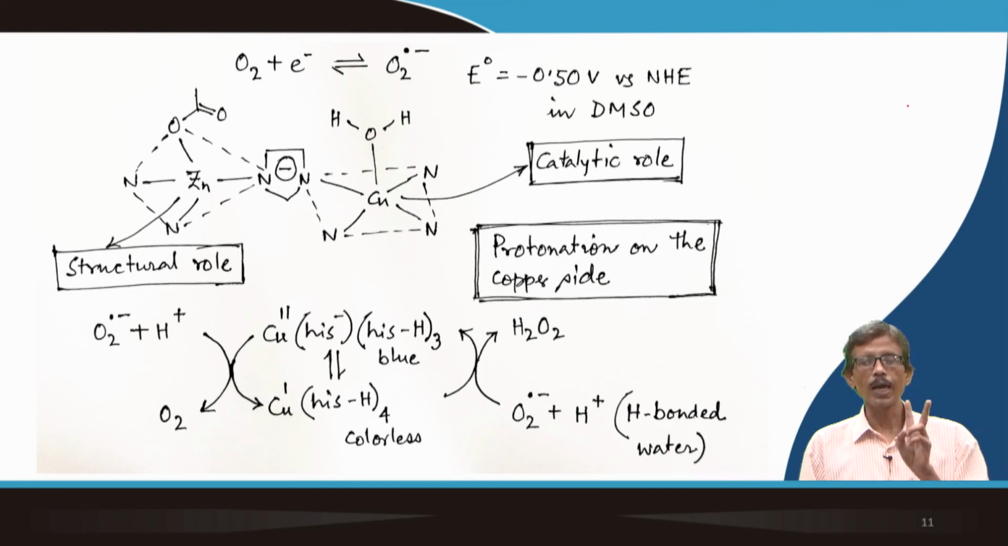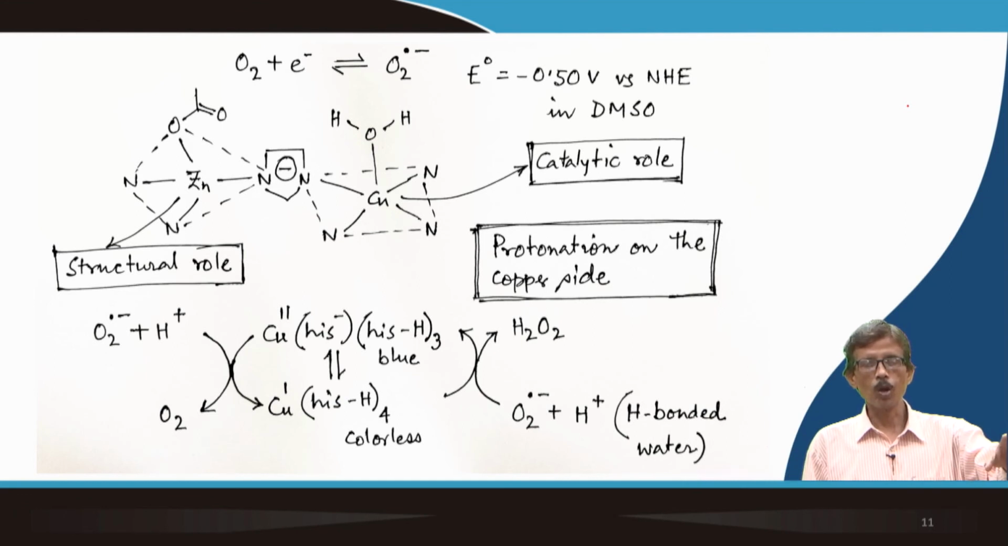Now, you see, unlike the hemocyanin case, the imidazole ring from the histidine residue will come and bridge these two copper centers, but zinc will play only the structural role and copper will play the catalytic role for a very simple reaction of the superoxide formation as well as the catalytic cycle.